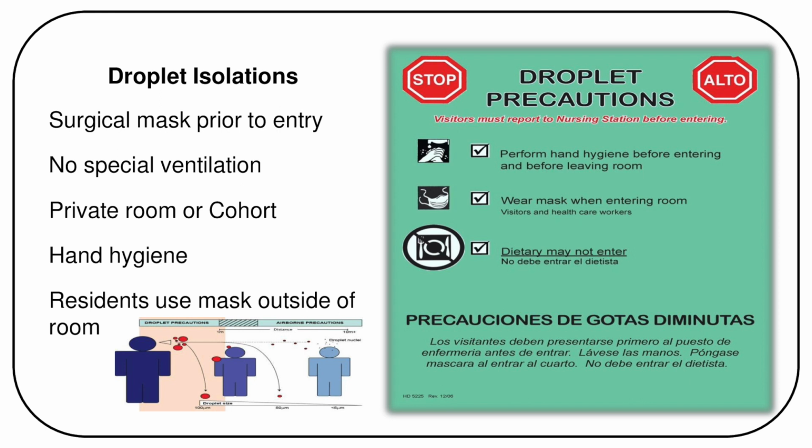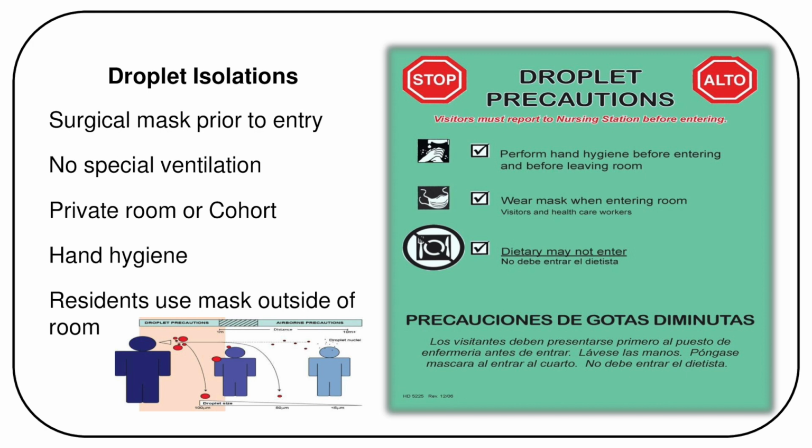No special ventilation, private room again is needed here. If you are able to cohort, then cohort the patient. Hand hygiene, again as I said, it is common for all the things, and residents should use mask outside of the room. Whoever the visitors are, even sitting outside, they can use mask.